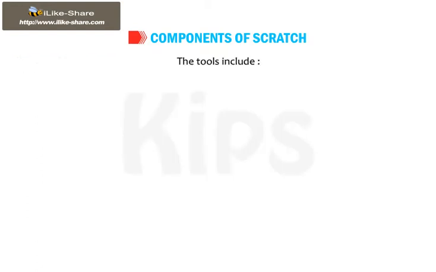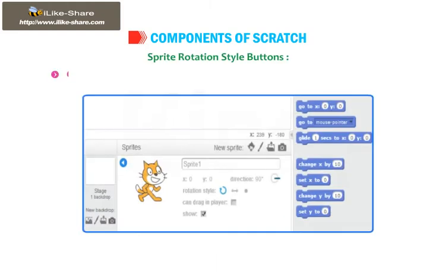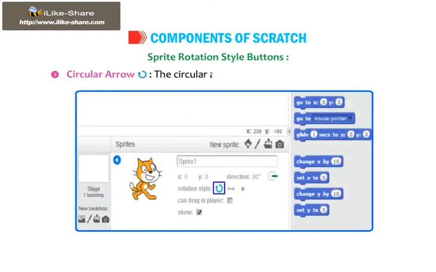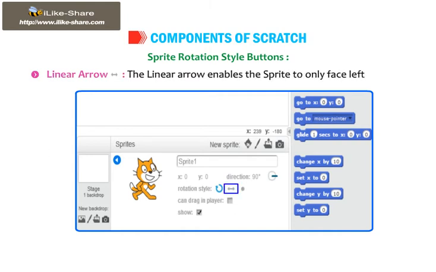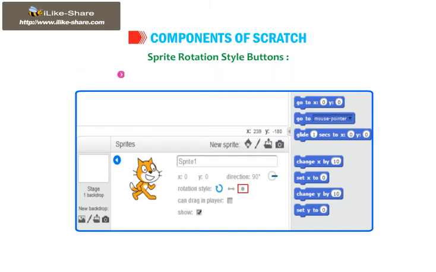The tools include Sprite rotation style buttons. Circular arrow. The circular arrow enables full rotation of a sprite. Linear arrow. The linear arrow enables a sprite to only face left or right. Disable rotation. It disables rotation. The sprite will remain facing 90 degrees no matter what.